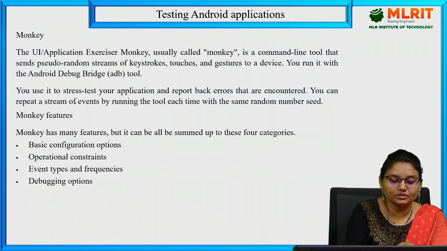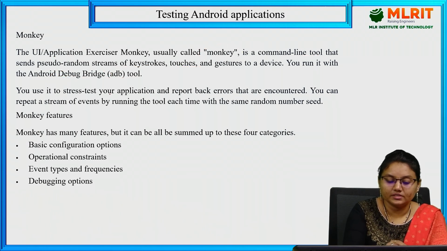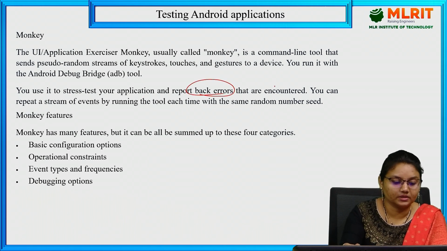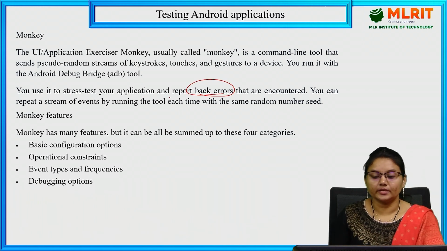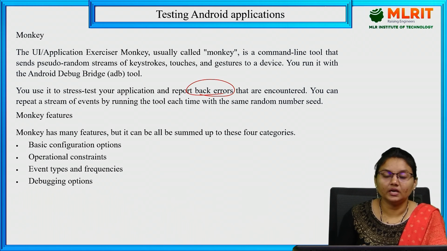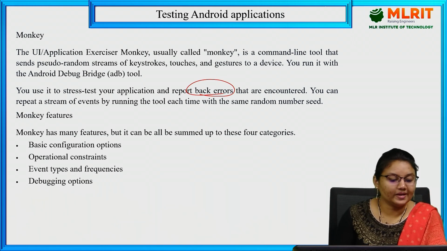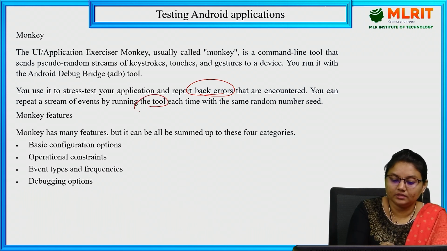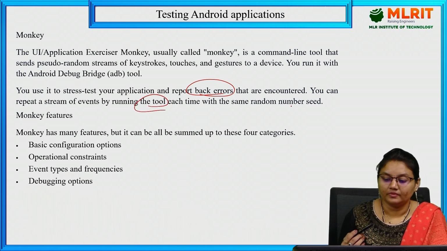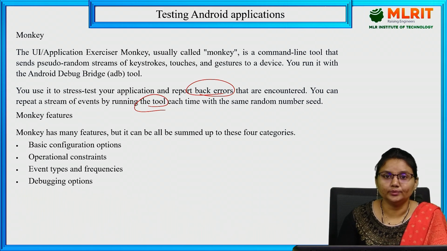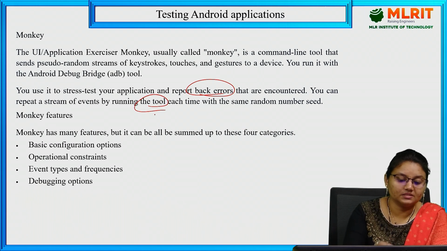You can use it to stress test your application and report back errors that are encountered. So because this is a testing tool, it gives you whatever errors you have using some report. You can repeat the stream of events by running the tool each time with the same random number seed. So whenever the values are changing, because this is a test, you need to test it by giving different inputs. That is about the monkey.